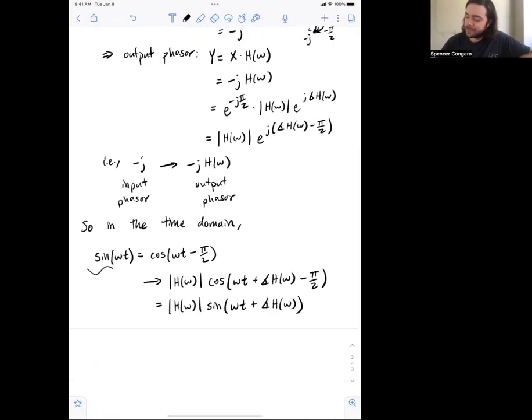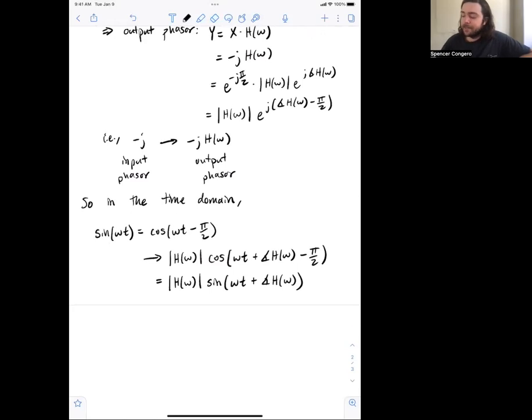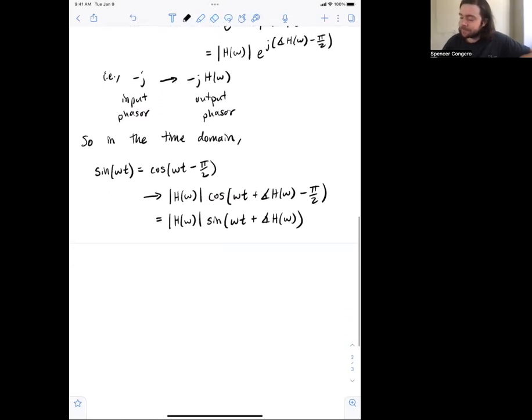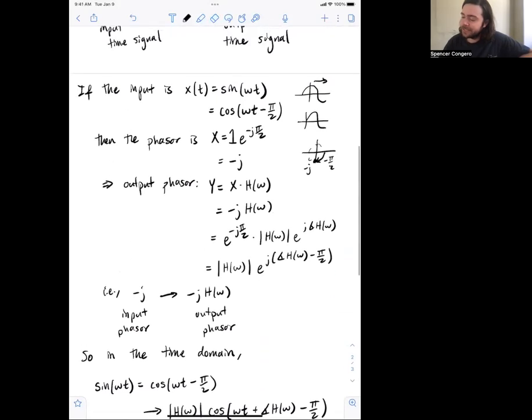And same thing here. If I have a sine, I get out the same sine, but the magnitude is multiplied by the magnitude of the frequency response at that frequency, whatever omega is. And then the angle of H of omega is added to the phase. Okay, so these are two properties.